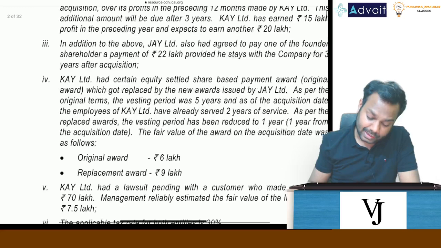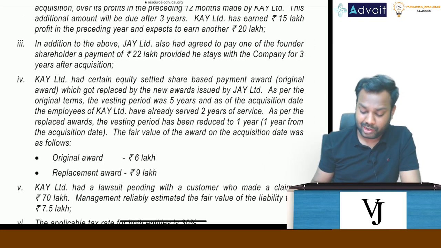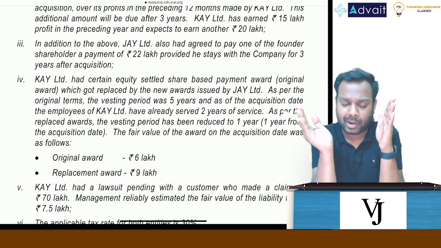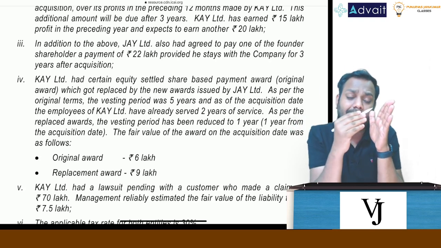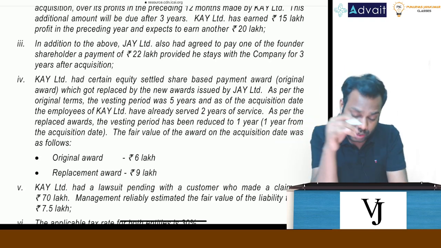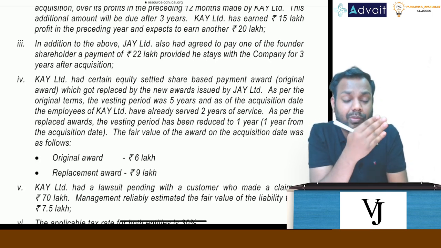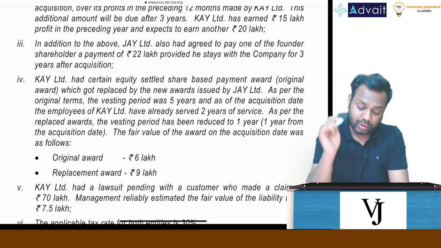K Limited had certain equity settled share based payment award, original award, which got replaced by the new awards issued by J Limited. Means K Limited has given to its employees some share based payment plan, which when J Limited acquired K Limited, J Limited replaced those awards. So now what we have to do, we have to calculate pre combination and add to the cost of investment. And for the post combination, we have to account as per Ind AS 102. So now how will we do that?